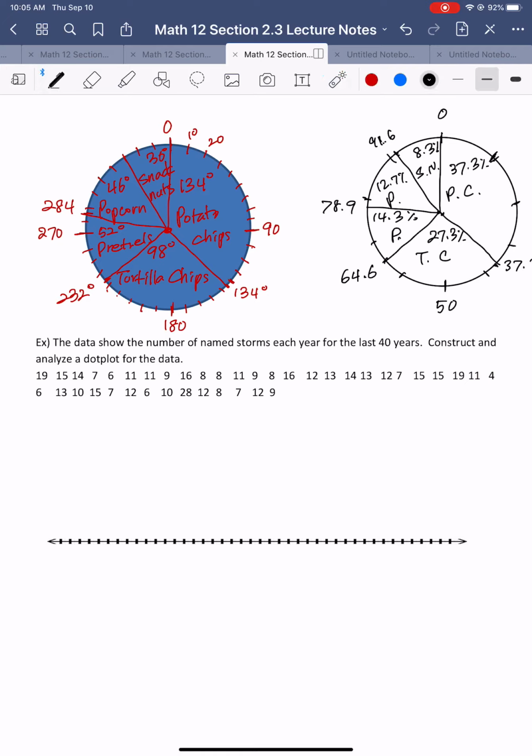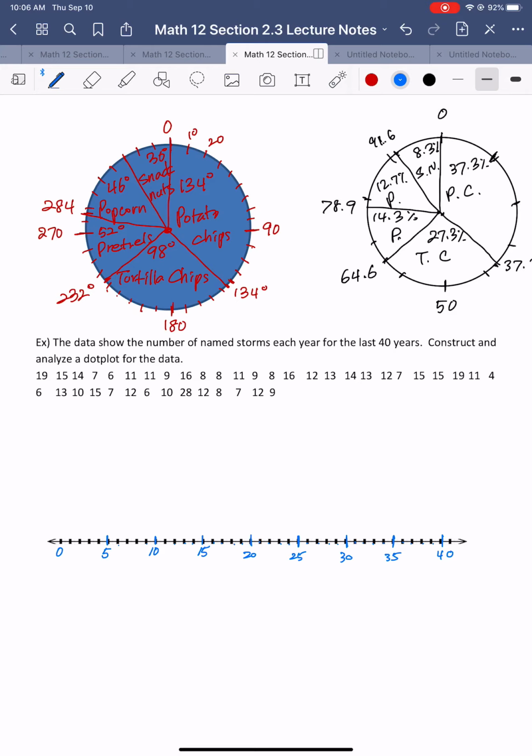Okay, so in order to fit, I want to say 0. Let's start with a 1. So 0, 1, 2, 3, 4, 5, 6, 7, 8, 9, 10, 11, 12, 13, 14, 15, 16, 17, 18, 19, 20, 21, and so on up to 28. So I make a 40, okay?